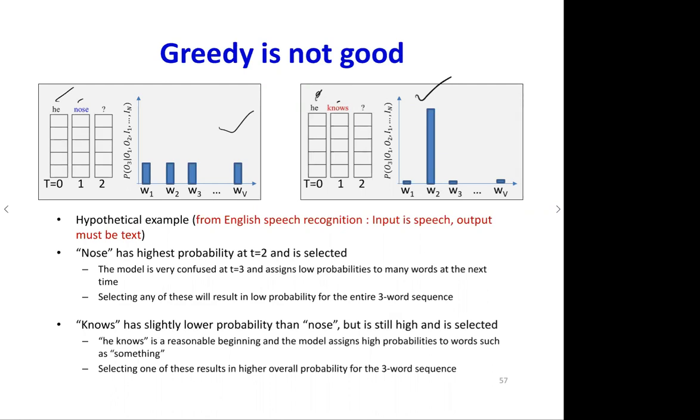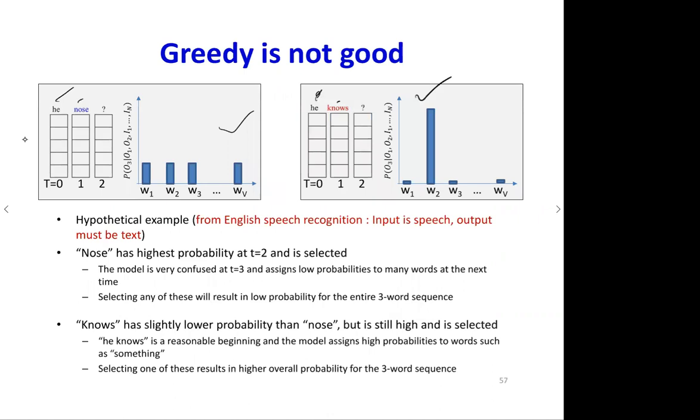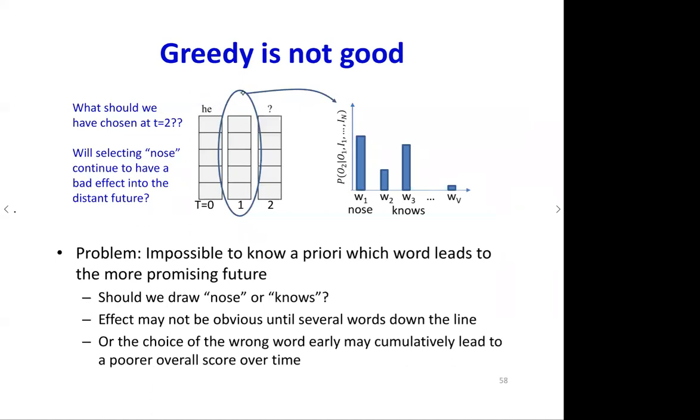And the problem is here, when you are generating the second word for the output, you don't know a priori that although it had the higher probability in the second position, it will cause future confusion. So here, in this example, you're reading it as a human. You know that nose is a worse choice than knows, but algorithmically speaking, the model doesn't know that. So it has no way of knowing that just because it chose nose, the thing on your face over here, there are going to be confusions downstream. And in fact, the confusions may not even occur immediately afterwards. The confusions may be spread out, and choosing a wrong word early may lead to an overall poorer cumulative score over time due to increased confusion for several steps downstream.